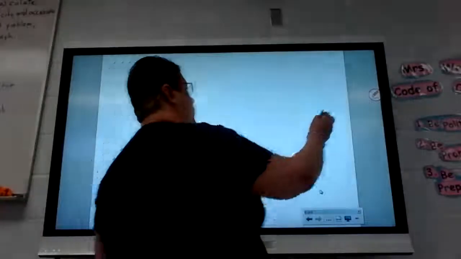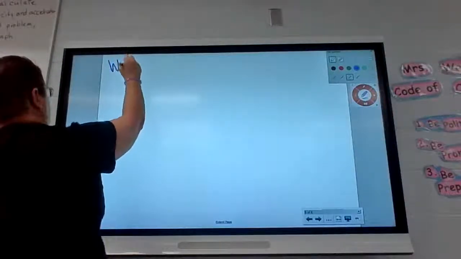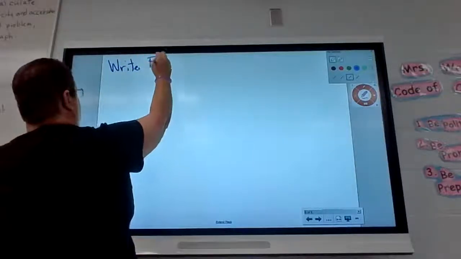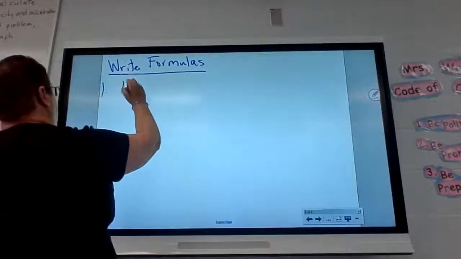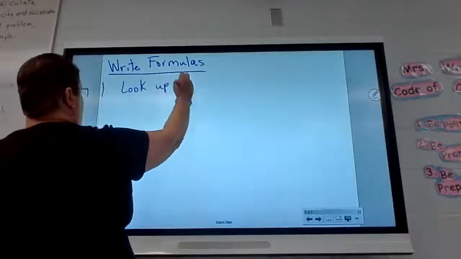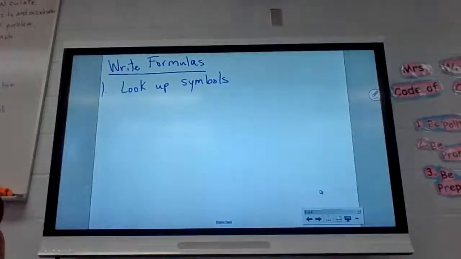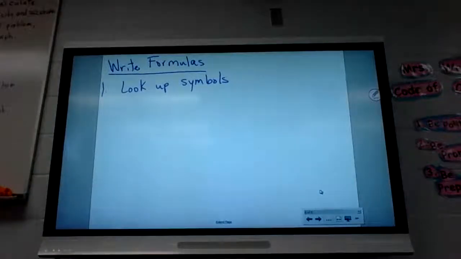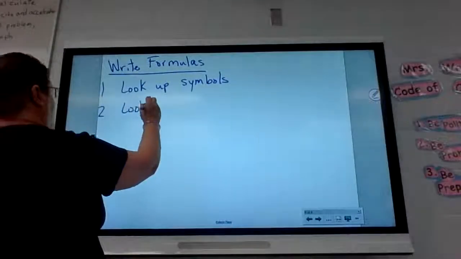All right, so we're going to write formulas. Formulas are easy, I think, which is why we start with them. And then we're going to write names. All right, so the steps for tomorrow are the same. So we're only going to write them down once. All right, so number one, look up the symbols. Now, I say that because if you write the wrong symbol, your answer's wrong. There's no partial credit. If you write the wrong symbol, your formula is automatically wrong. So if you don't know it, you need to look it up. Number two, look up the oxidation number.